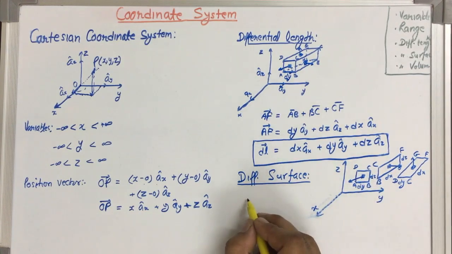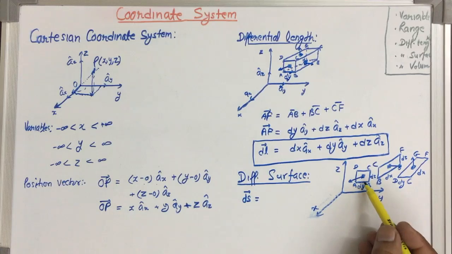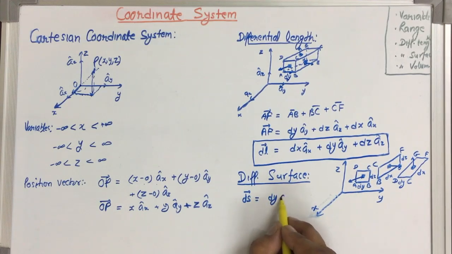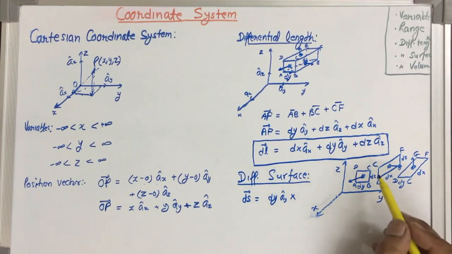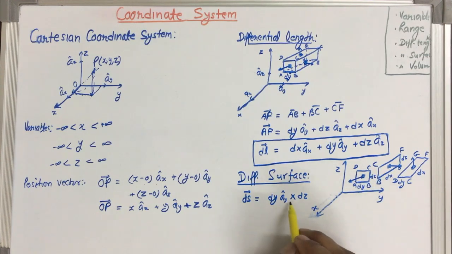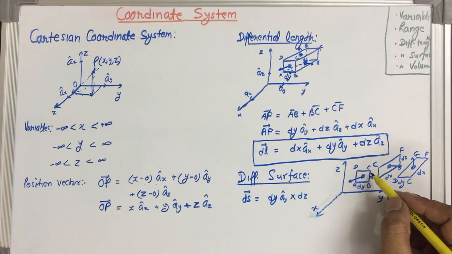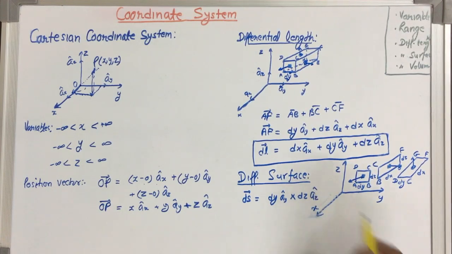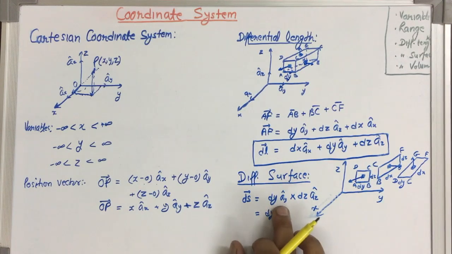If you have to represent the area of this, that is dy in the direction of ay and dz in the direction of az. Vector quantity, so cross product will be there and the outcome will be a vector. Now multiply this, dy cross dz. Okay, so let's try to understand one concept here.